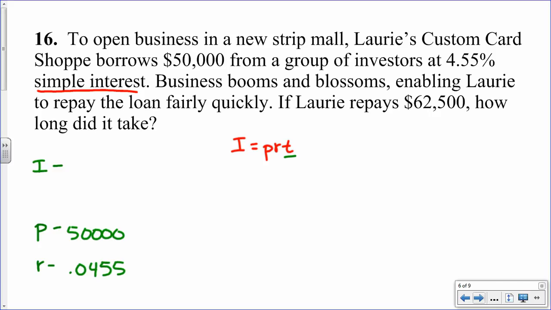Okay. So she finished with 62,500. So her A value was 62,500, and she started with 50,000. So again, to find just the interest, I have to subtract those. So it's the same interest as that first problem we did, 12,500.